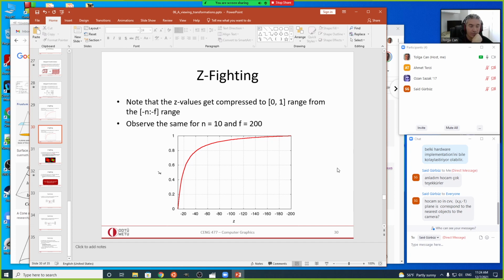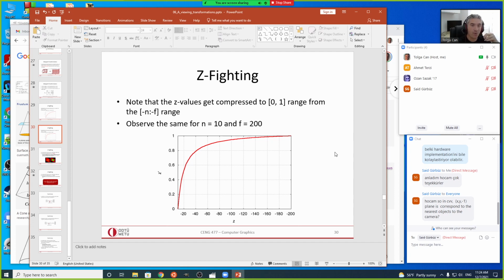So in the canonical view volume, the z is equal to minus 1 plane corresponds to the nearest object to the camera. Exactly. Objects that are closer to us, we will not be able to see them.